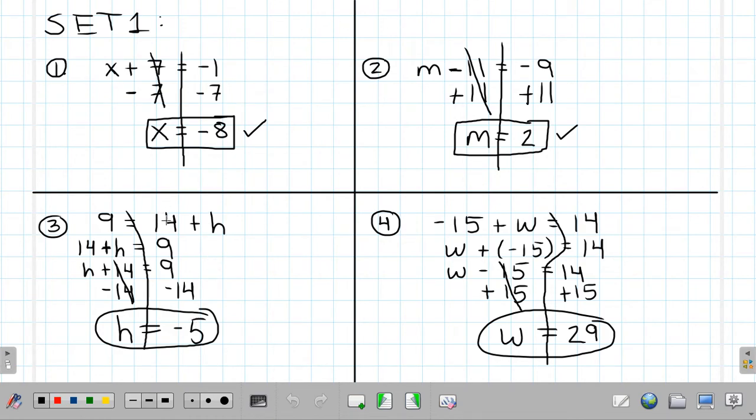Negative 5. 14 plus negative 5, well, that's 9. That's good. 29. Negative 15 plus 29, once again, negatives, I understand people have some trouble, so if you need to, plug that in your calculator. Negative 15 plus 29 is 14. Okay.